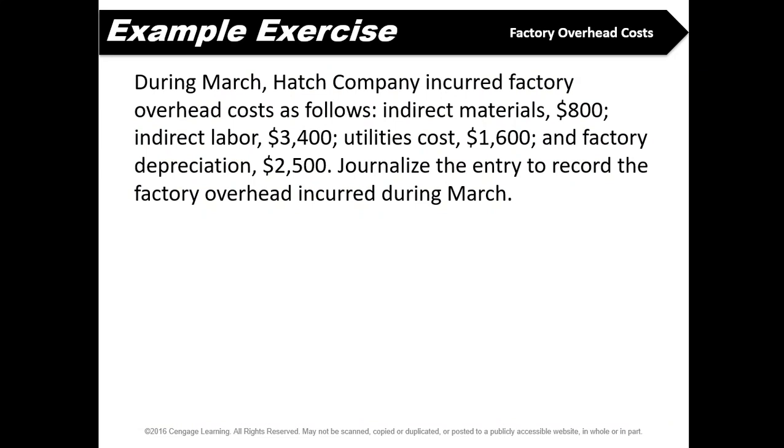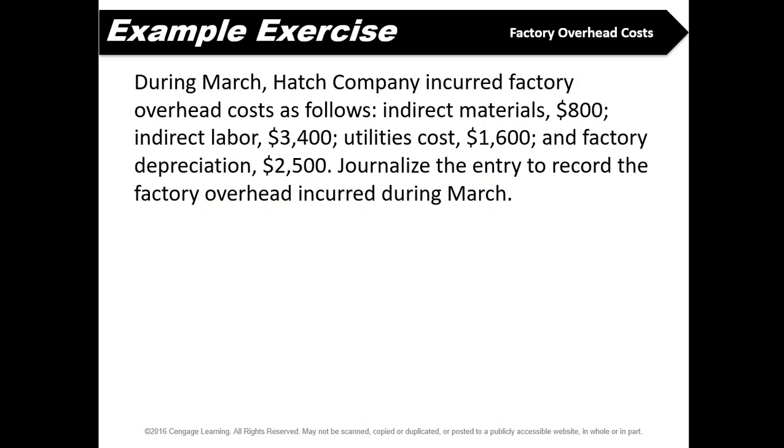All right, so here is an example. Hatch Company incurred factory overhead costs as follows. We have some indirect materials, indirect labor, utilities, and depreciation. There could be all kinds of other things, insurance, property taxes, anything, again, anything related to maintaining that factory that are not direct materials and direct labor.